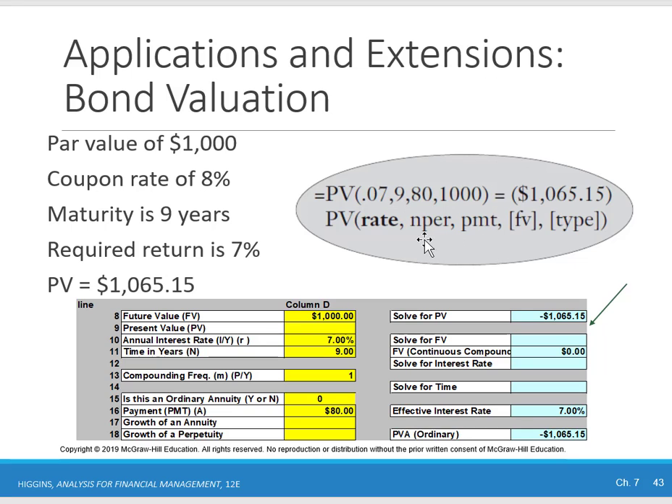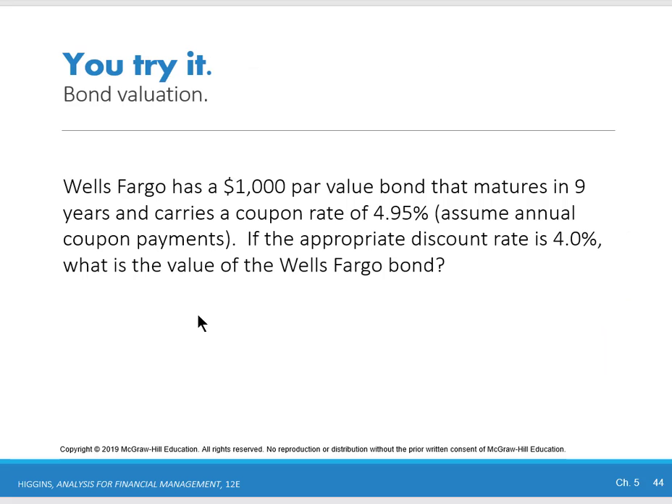If you're using the Excel formula, remember the rate is the rate per period. So it would be 7% divided by 2. Number of periods would be 9 times 2. The payment would be 40. And of course, the future value, 1,000. And of course, you'll get a slightly different answer because of the compounding frequency. And again, you can try this with Excel and calculate.